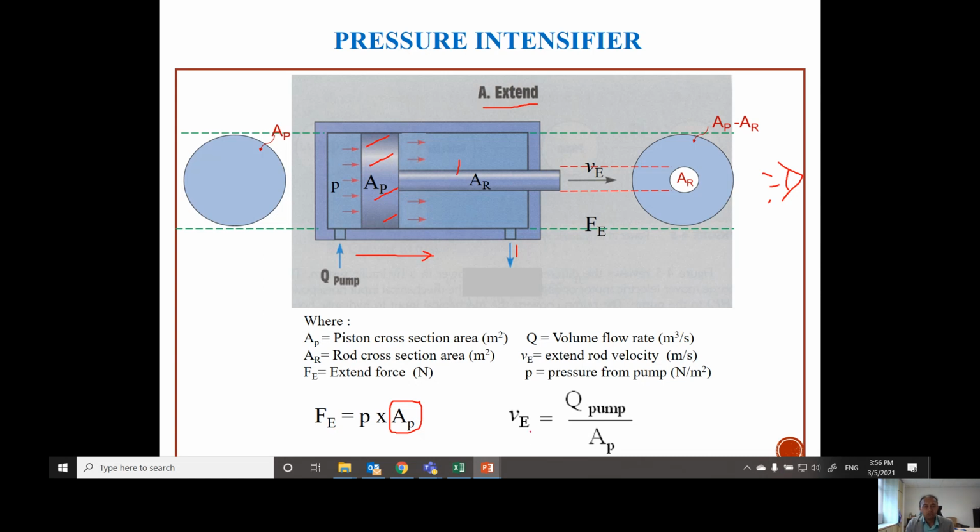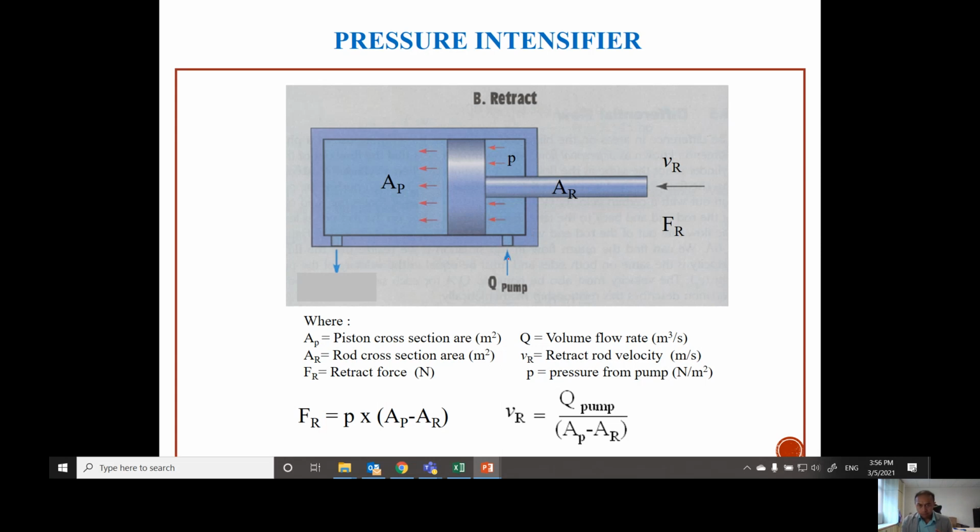And then if you want to calculate the velocity during extension, the general formula is flow rate divided by area. In this case, the area is again AP, this one. Okay, because the flow is coming from here, extension, right? Extension means the flow comes in and then it will act on this area, which is this one. Okay, this is during extension.